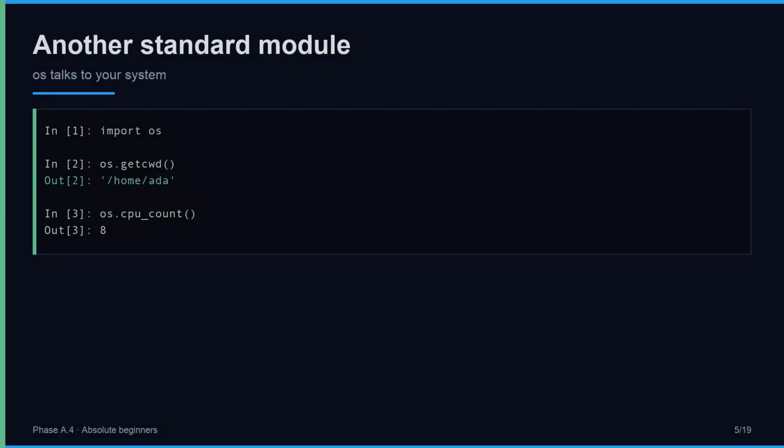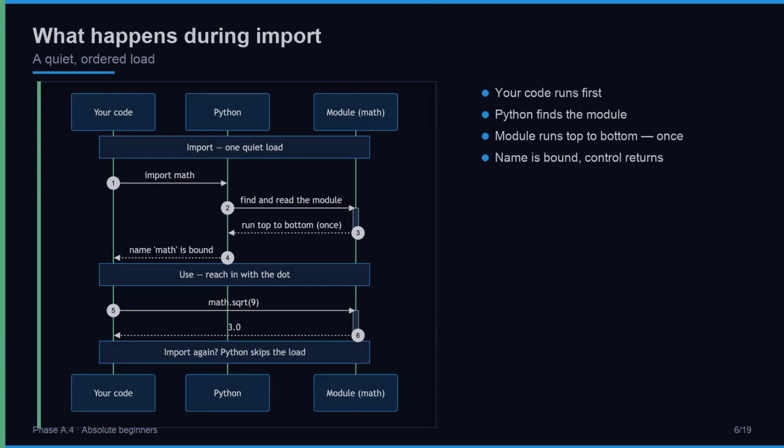Same pattern with a different module. Import os. os lets your code talk to the operating system. os.getcwd shows the folder your code is running in. os.cpu_count tells you how many processors your machine has. Notice the shape is identical. Import the module, use the dot. The module name changes, the pattern does not.